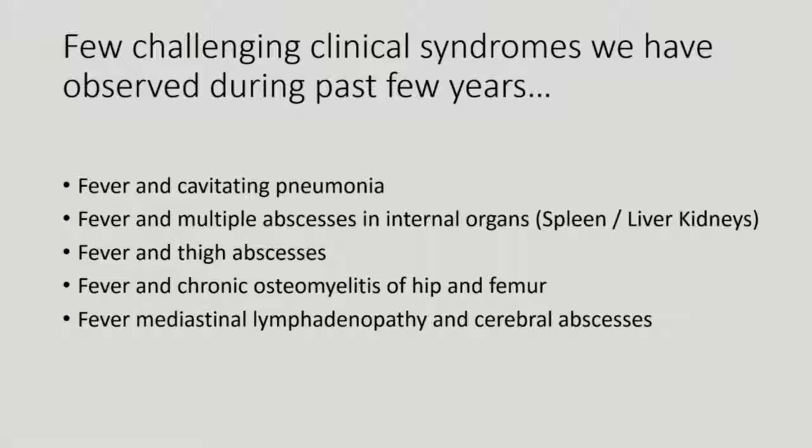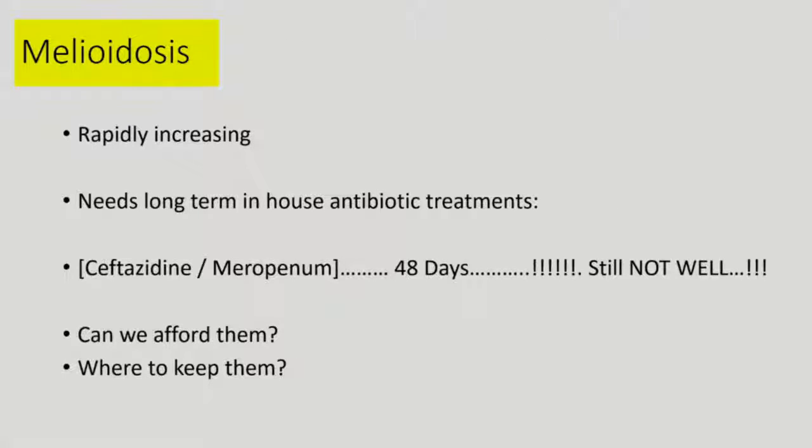Some of the challenging clinical syndromes that we have encountered: a few with cavitated pneumonia mimicking TB, a few with multiple abscesses in internal organs such as liver and spleen, a few with thigh abscesses, with chronic osteomyelitis in hip and femur, and the latest patient, discharged about 2 weeks back, with fever, mediastinal lymphadenopathy, and cerebral abscesses due to this infection. The issue is they are rapidly increasing and need long-term in-house treatment with potent, expensive antibiotics for a longer period of time. Can we afford them? We have to keep these patients in our wards.